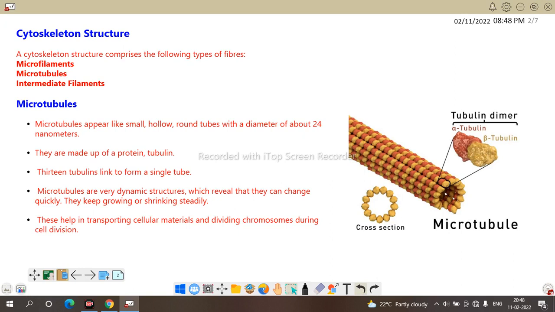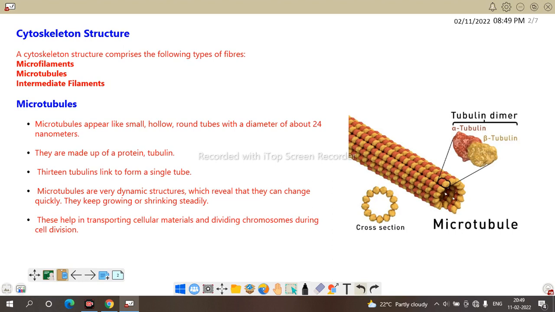Structurally, cytoskeleton elements are of three types: microfilament, microtubule and intermediate filament. The display image is microtubule. It is a hollow tube-like structure, round in shape. Diameter is about 24 nanometer. And these microtubules are made up of a protein called tubulin.